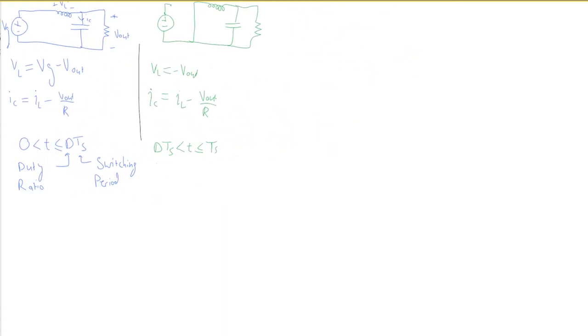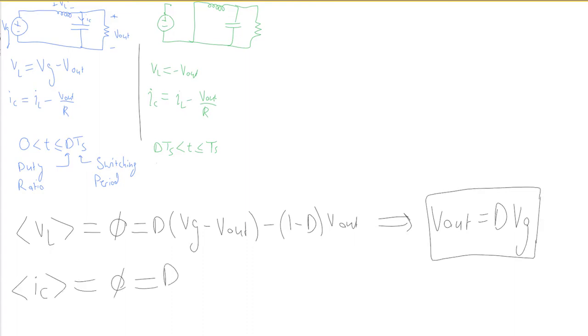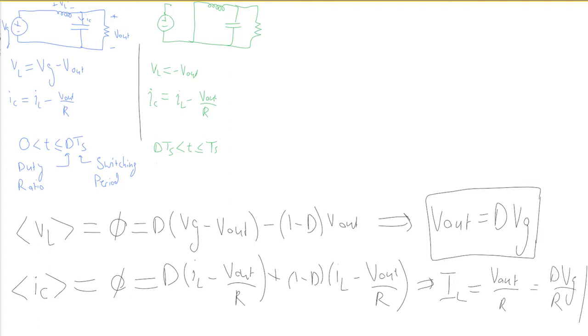Now if we take the average of the inductor voltage, that gives us the relationship between the input and output voltages. So the output voltage is equal to d, the duty ratio, times Vg. Similarly, we can find the average inductor current by looking at the capacitor current. That gives us that IL is equal to Vout over R, or dVg over R.